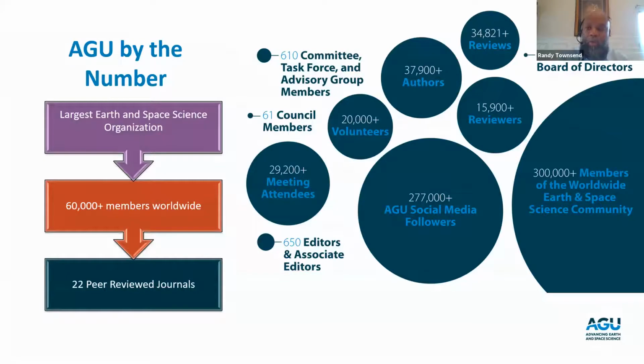So quick overview of AGU. Many of you may already know about AGU, but we're the largest earth and space science organization in the world. You can see that we have more than 60,000 members and 22 peer-reviewed journals. What I really want you to take a look at with this slide is the 650 editors and associate editors. And this entire ecosystem demonstrates a series of relationships that exist. And those relationships are predicated on trust and transparency, which really support and connect all these various stakeholders.